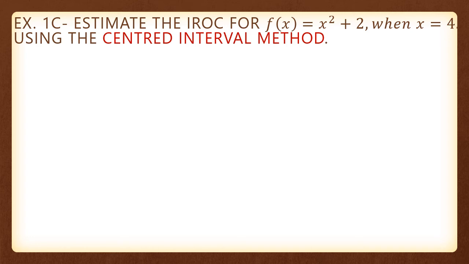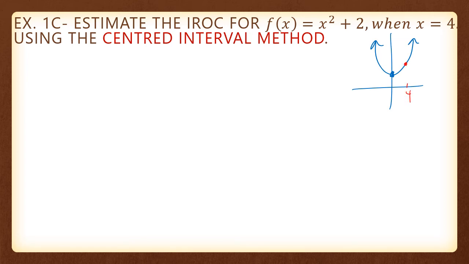The third and final way I will show you how to do this, the centered interval method, meaning you are going to approach it from both sides, equal distance away from that a value. So equal distance away from 4. I'll make a little sketch to start. Parabola opening up, shift it up to, and there's 4.